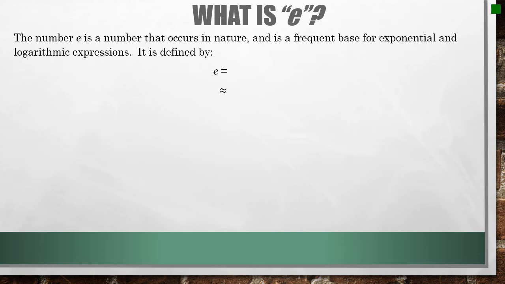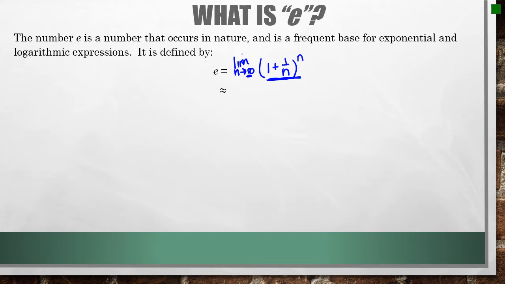The number e is a number that occurs in nature and is a frequent base for exponential and logarithmic expressions. It's defined by the limit as n approaches infinity of 1 plus 1 over n all to the n power. Remember what limit notation means: we're looking at this function as your n value gets extremely large and what that function is approaching.